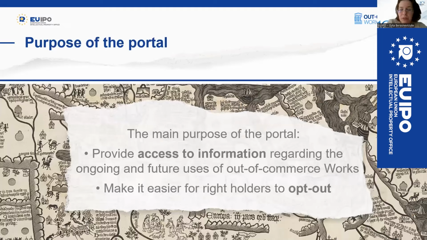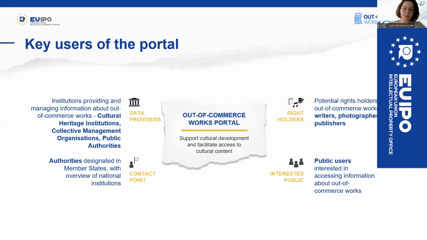And the main purposes, as I mentioned, there are two. One of the main purposes is to provide access to information regarding ongoing and future uses of Out of Commerce Works. So it is the main part of the portal, which is collecting information and collecting metadata and making this information publicly available. And the second part is for right holders in order to exercise their rights and to opt out.